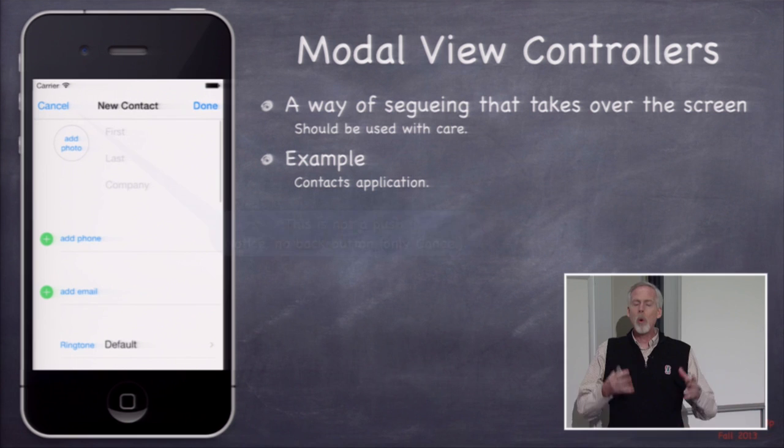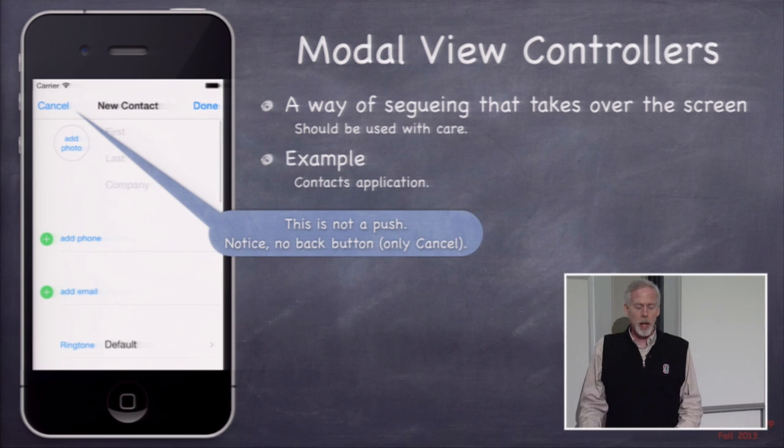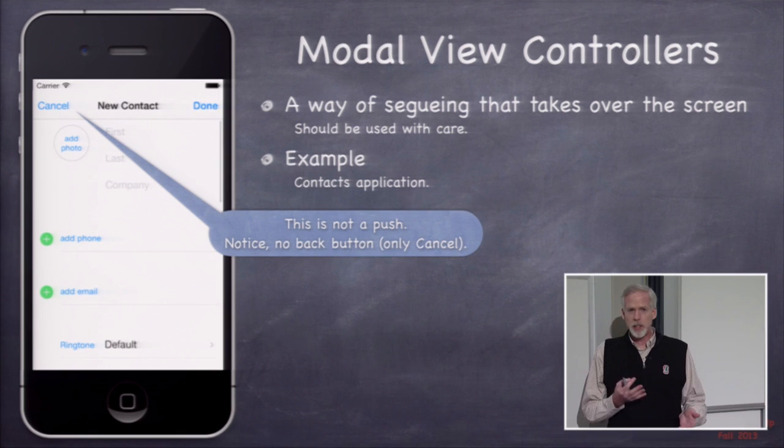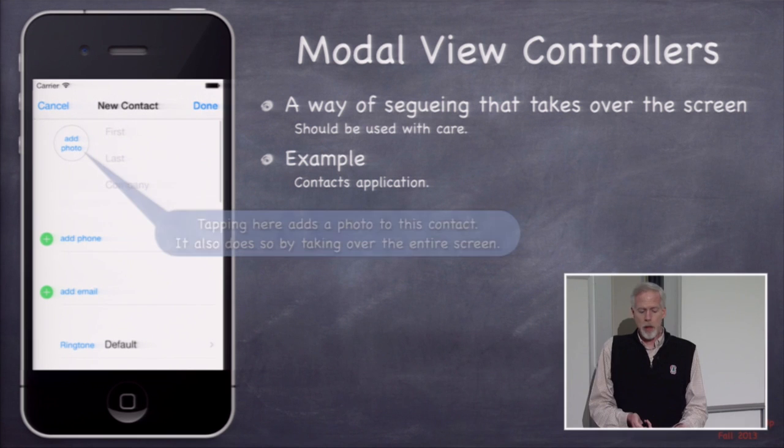Now, this was not a push. That cancel button there, that's not a back button. It actually took over the whole screen. Cancel happens to be in the same place the back would be, which is kind of decent UI consistency there, but it's a totally different modal mechanism. So we have this modal view controller that's taken over the screen, and for example, there's another button on this one, add photo, which uses another modal view controller and covers this guy's screen.